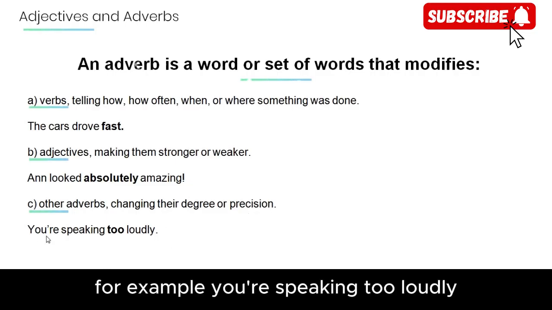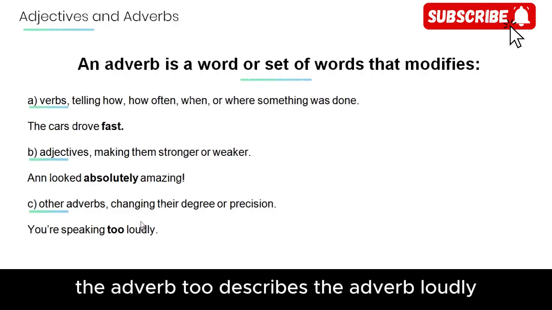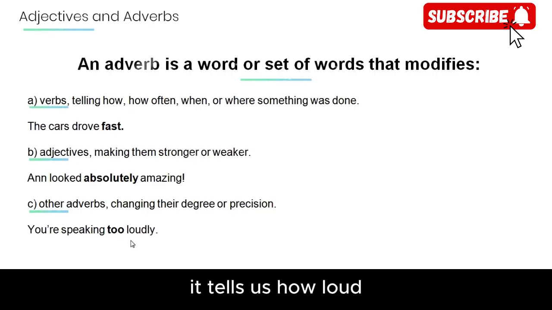C, an adverb is used to modify other adverbs, changing their degree or precision. For example, you're speaking too loudly. The adverb too describes the adverb loudly. It tells us how loud.